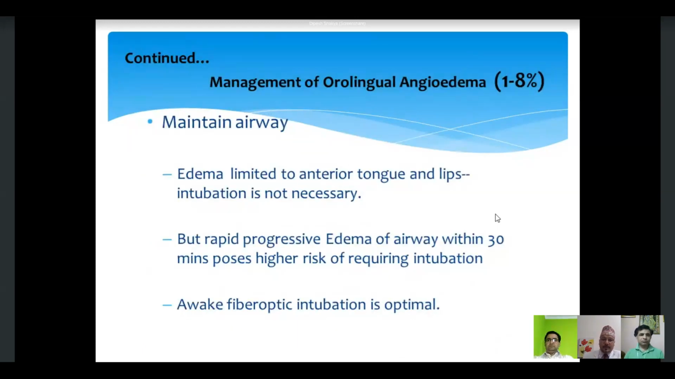Talking about orolingual angioedema, the dreadful complication is airway compromise. Whenever the edema is limited to the anterior tongue and lips, intubation is not necessary. But when there is rapidly progressive airway compromise, generally within 30 minutes, that poses a risk requiring intubation. A very good protocol is awake fiber optic intubation. This is optimal. In this, the patient is not paralyzed or fully sedated. Mild sedation is given with local anesthetic, and there is direct visualization of the tract, and with the guidance of the scope we do the intubation. Hence, the bleeding complication is low and it is easy. This has to be done with a very specialized team.